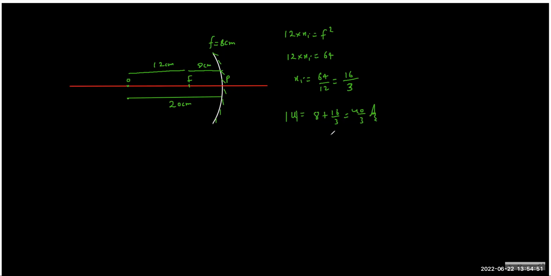Oh, you can do it like this. Do you realize? Sorry, this is v. My bad. The image distance will be how much? The image distance is 40 by 3 from the pole and 16 by 3 from the focus. Clear?